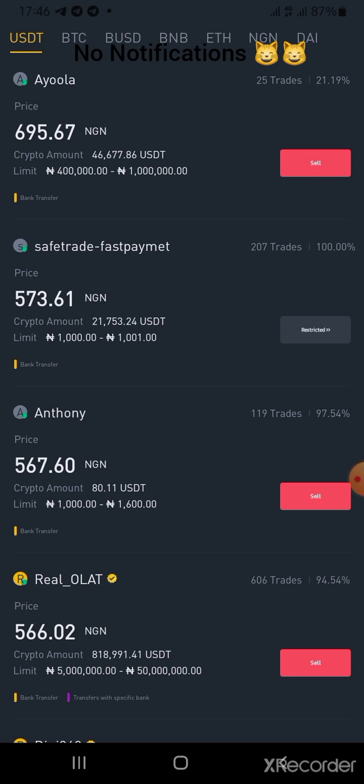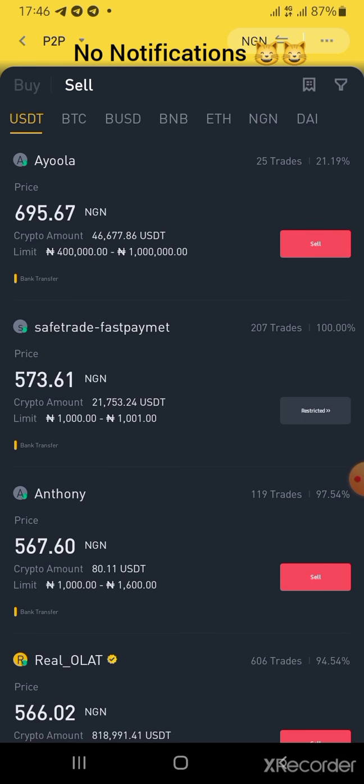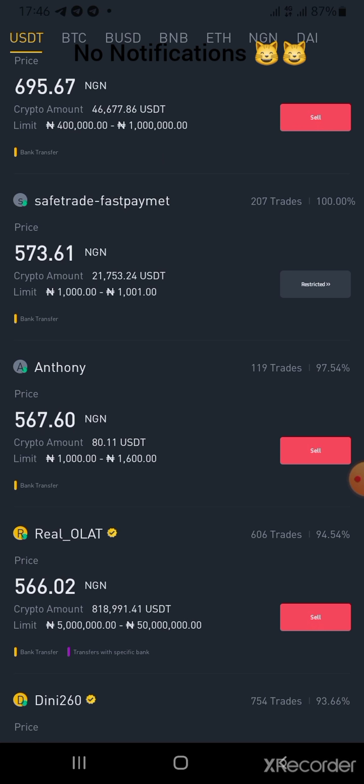And also, what is the limit? What is the least that this person is willing to buy, and what is the highest? So Ayola is saying that if you have as much as or as little as 400,000 naira to sell, he's willing to buy it from you at almost 700 naira per dollar. And if you have as high as 1 million naira to sell, he's willing to buy at that rate.